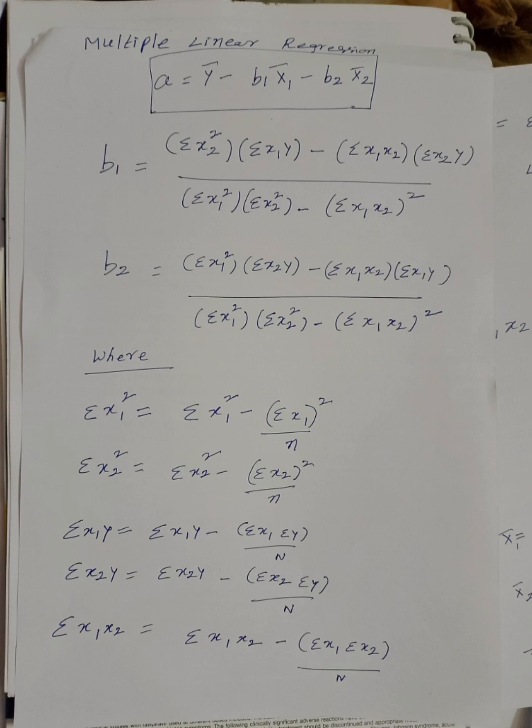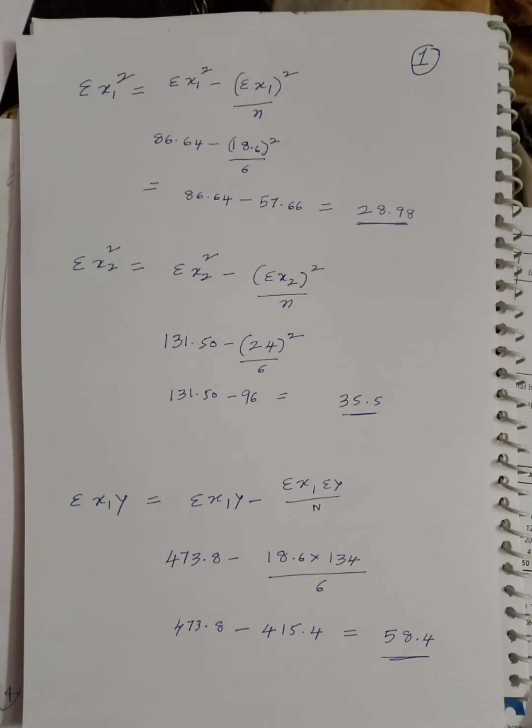Now if you see, the formula for b1 is sigma x2 square into sigma x1y minus, like this. There are some formulas there. And here the formula for b2 is also given. However, my dear students, sigma x1 square and x2 square are to be calculated like this.